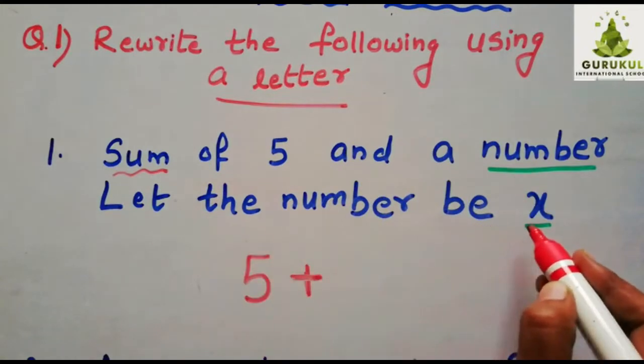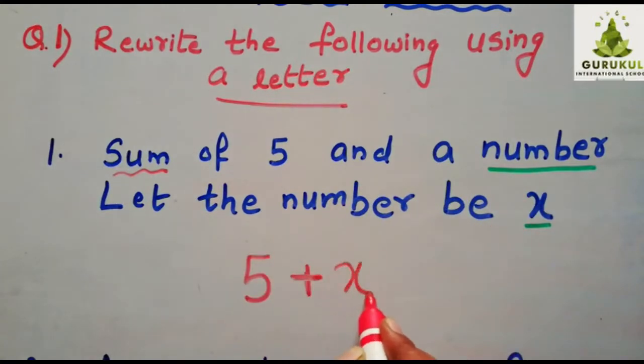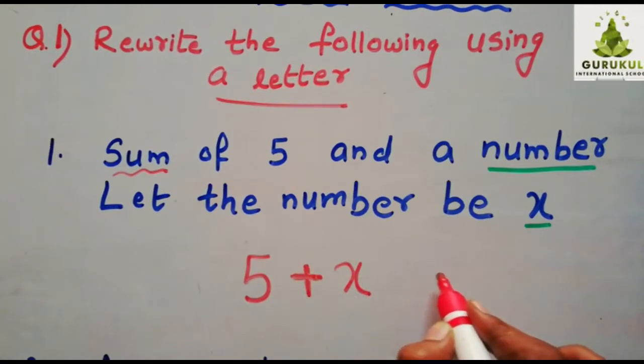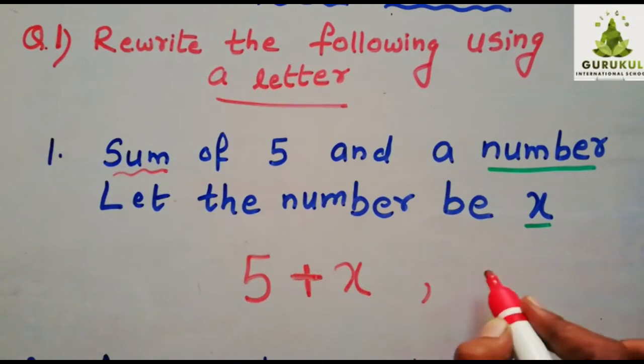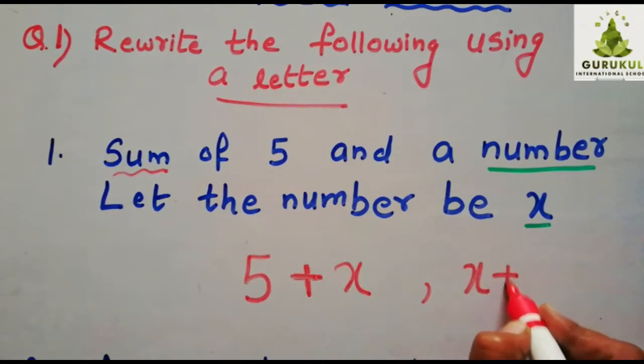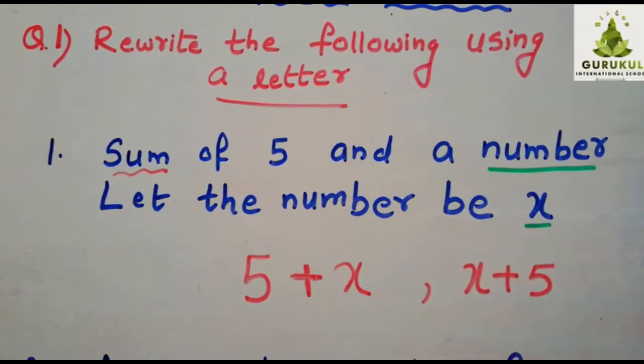So what we have taken the number as x, so it can be 5 plus x or x plus 5. You can write this way or you can write x plus 5, both are correct. Is this clear to you? So this is the required expression, sum of 5 and a number.